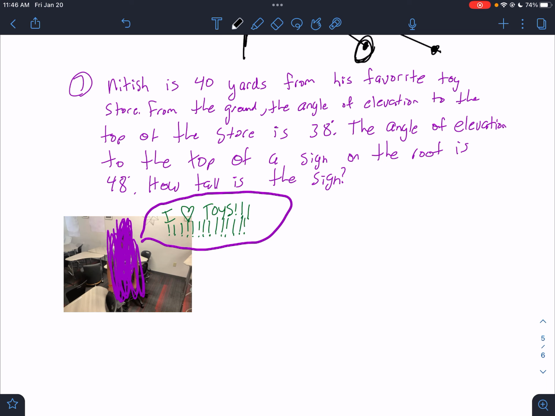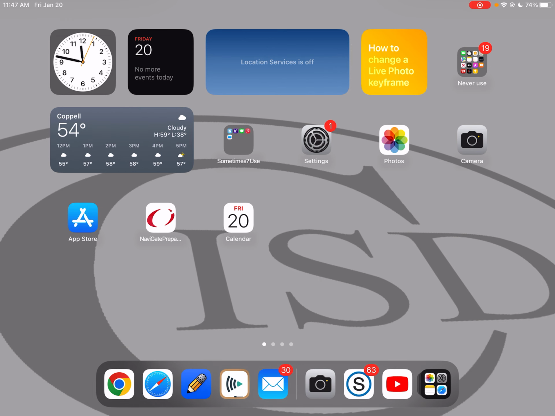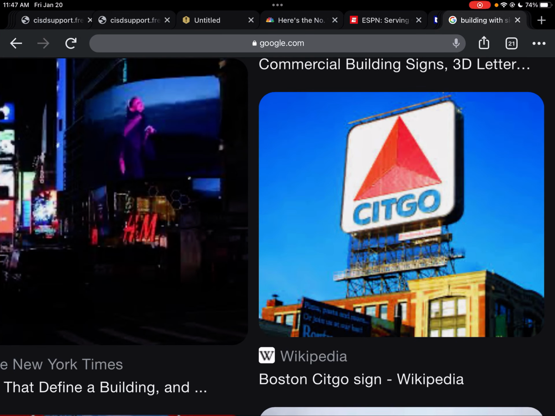All right, it says Natish is 40 yards from his favorite toy store. From the ground, the angle of elevation to the top of the store is 38 degrees. The angle of elevation to the top of a sign on the roof is 48 degrees. So we got a situation, something like this. Do you see the picture? There's a sign on top of a building. I'm talking about this picture on the right.